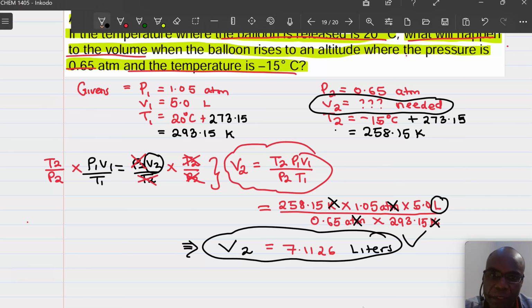Now, to report it to the correct significant figures, I see that I should be reporting it to 2 sig figs, and that would be 7.1 liters for our final volume.